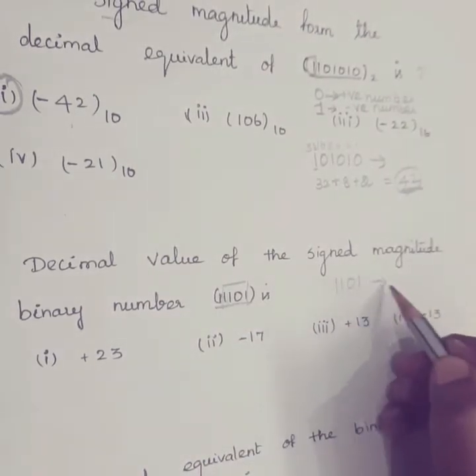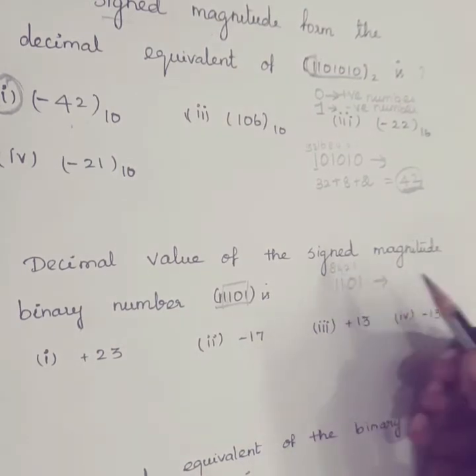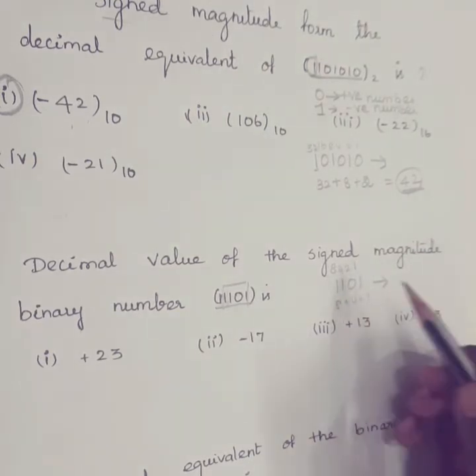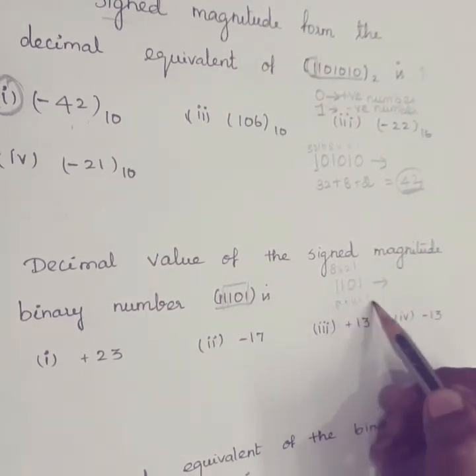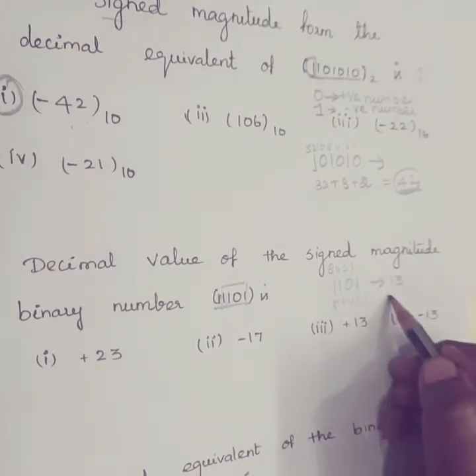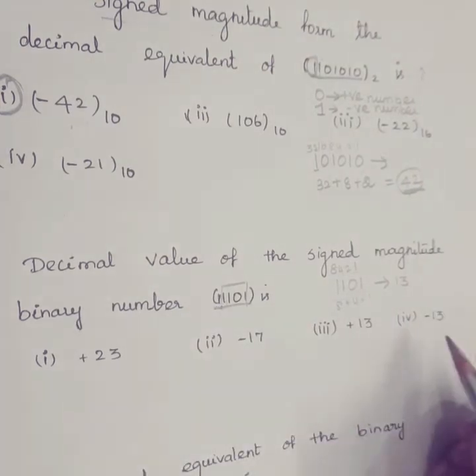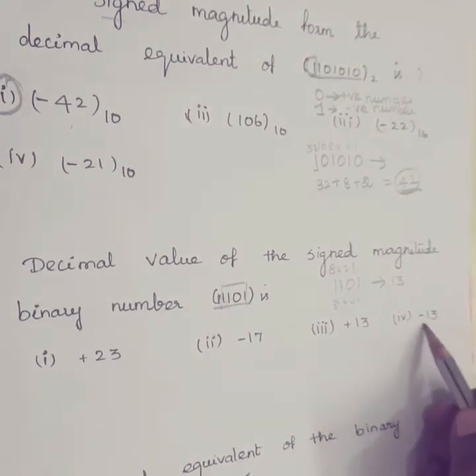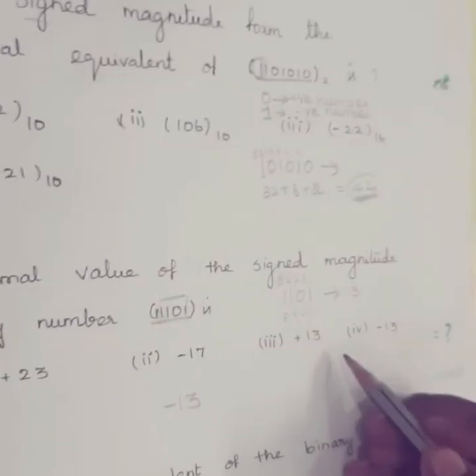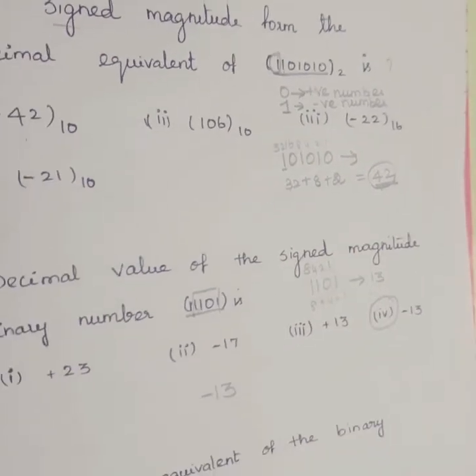Now convert this into decimal. Using 8421, the weight of that position, you get 8 plus 4 plus 1, that is 13. So the equivalent decimal number is 13 and the sign is negative. So the answer is minus 13. Here it is option 4. 4 is the correct one.